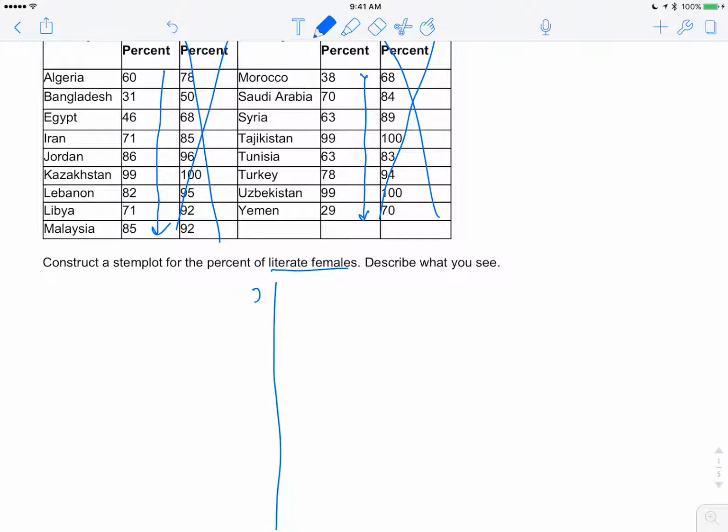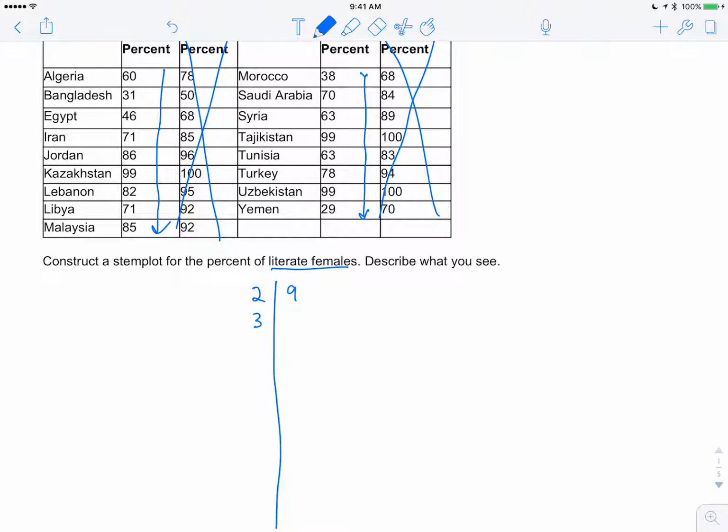So I'm going to put 2 here and then 9 to signal that's the one number that starts with 20, the lowest number. Then I'm going to look through the rest of the numbers here, and I see that I go all the way up to 99. So I have to make a stem for 2, 3, 4, 5, 6, 7, 8, and then 9. I don't have to make a stem for 10 because there's no number in the hundreds for the females. But I do have Uzbekistan here, this data value, 99. It starts with a 9, so I have to include that one.